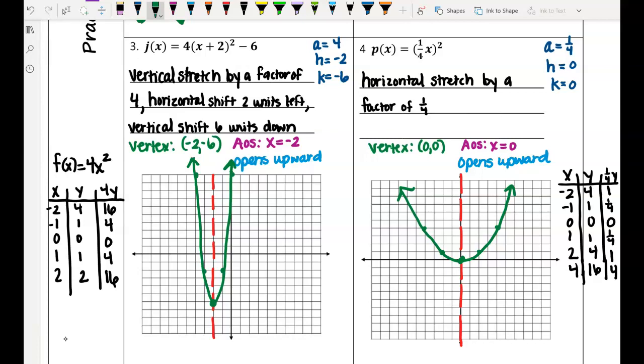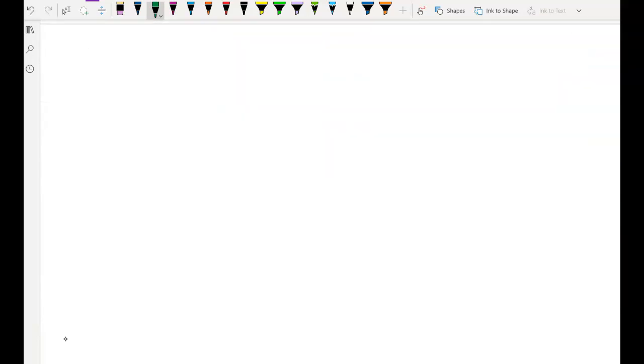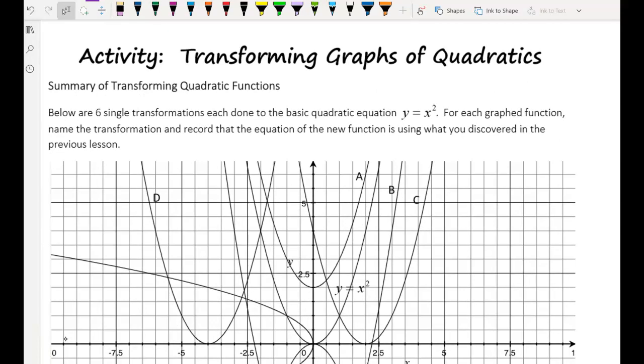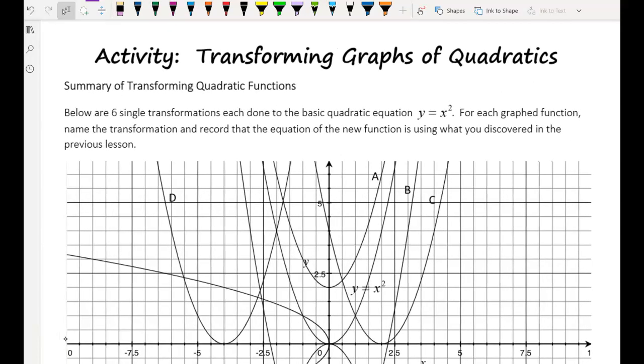All right, we are also going to add the activity after this, transforming graphs of quadratics, because I took only one page of the activity, which is really the wrap-up page, which I think helps wrap up these transformations we've been talking about and simplifies them a little. So we are going to go on to page 25 and make this a part of what we've been doing.